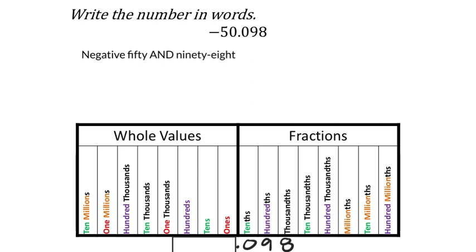Since we're in the decimals, though, we need the place value of the number furthest to the right. So we look down here. It's an 8, which is in the thousandths place value. We'll take that as 98 thousandths, again, not thousands, but thousandths. I'll emphasize that THS right there. And that's how we would read that number: negative 50 and 98 thousandths.